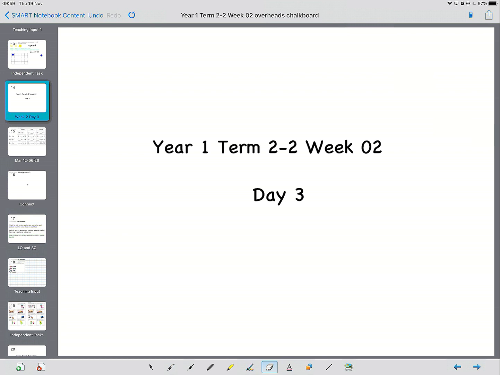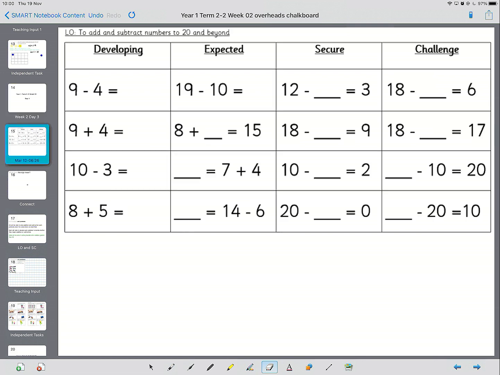So today we're going to be thinking more about subtraction, but to start off with, we've got an arithmetic starter, and that's a mixture of addition sums and subtraction sums. So pause the video now, have a go at them, and when you're ready, start the video again and I'll go through the answers.